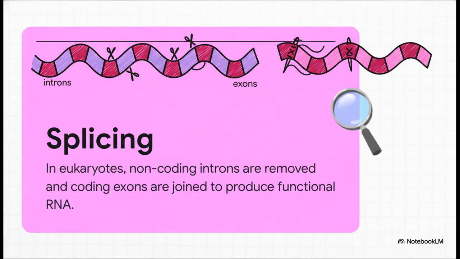But hold on. That first draft of the RNA message isn't quite ready to go yet. In complex cells, like ours, the genetic instructions are full of these junk sections called introns. So the cell has to do this brilliant editing job called splicing. Think of it like editing a movie. The introns are all the outtakes and bloopers that get cut out, while the important parts, the exons, get stitched together to make the final coherent film.